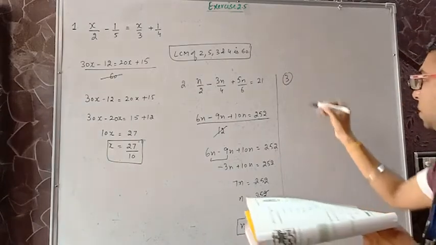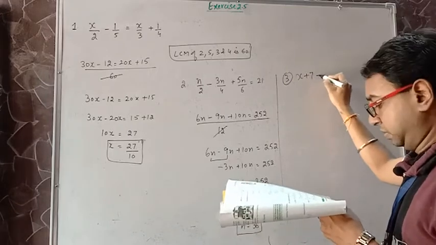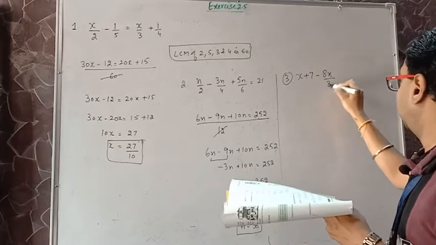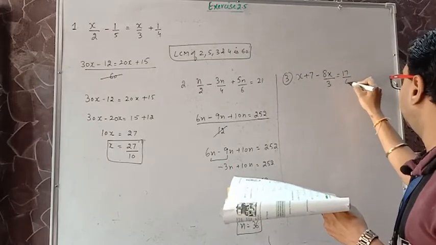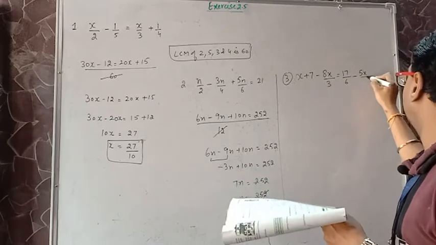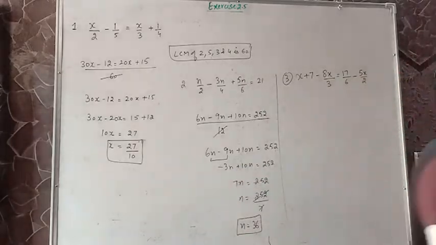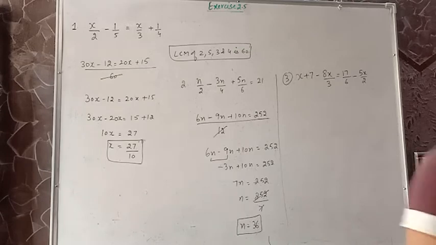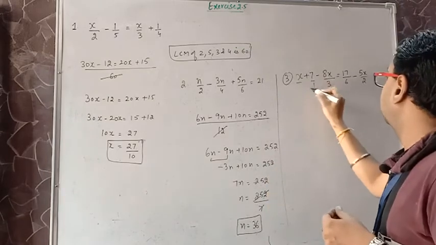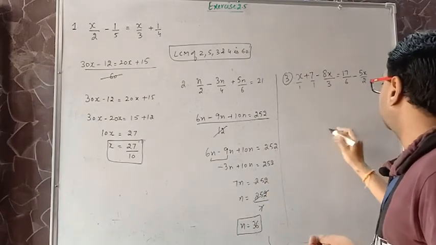Question number 3. Can you see the level of the questions? They are very simple. x plus 7 minus 8x by 3 is equal to 17 by 6 minus 5x by 2. Very simple to do. Try once. We'll do this question. Again, LCM of 2, 3 and 6 is 6.